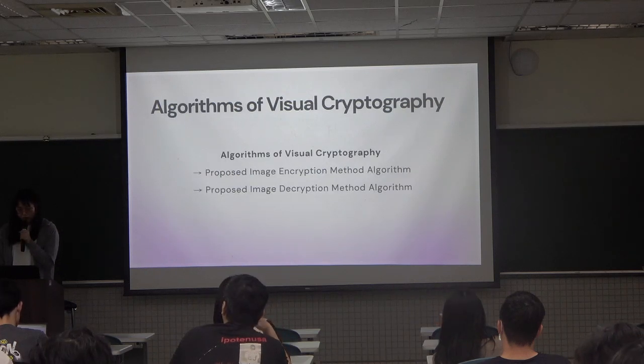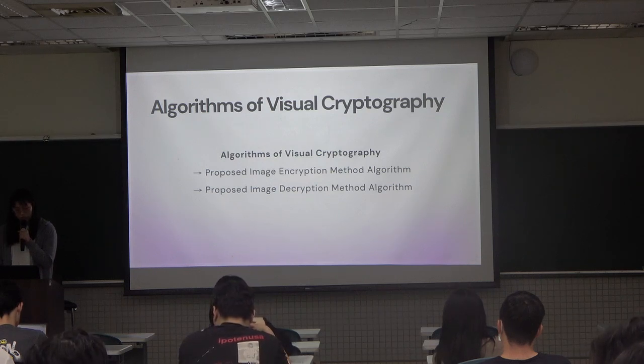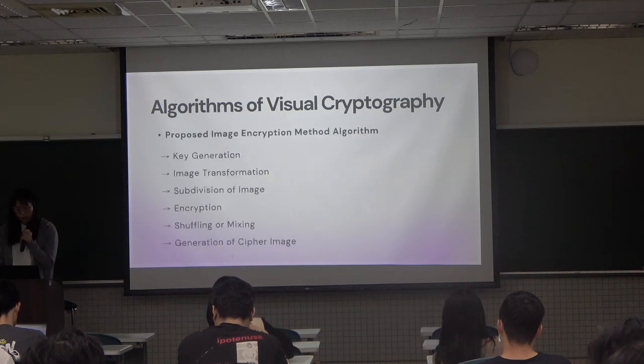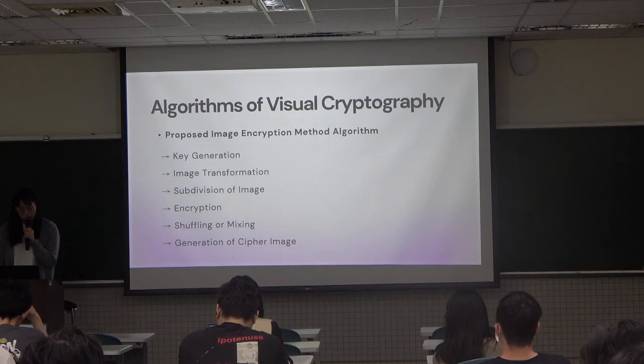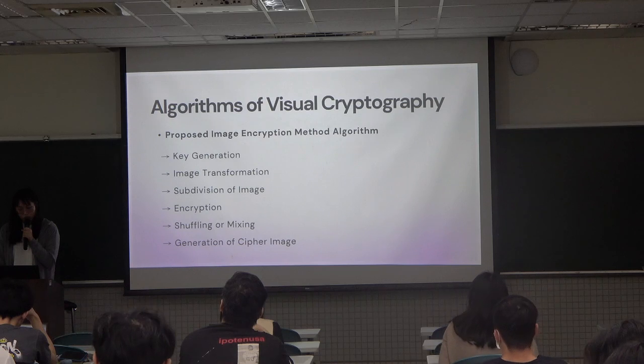The algorithms related to visual cryptography are the proposed image encryption method algorithm and the proposed image decryption method algorithm. In the former one, we first have to generate cryptographic keys that are used for encryption. These keys are typically based on random or pseudo-random values. After that, we will have to perform techniques like pixel scrambling, substitution, permutation, or mathematical operations on image elements.